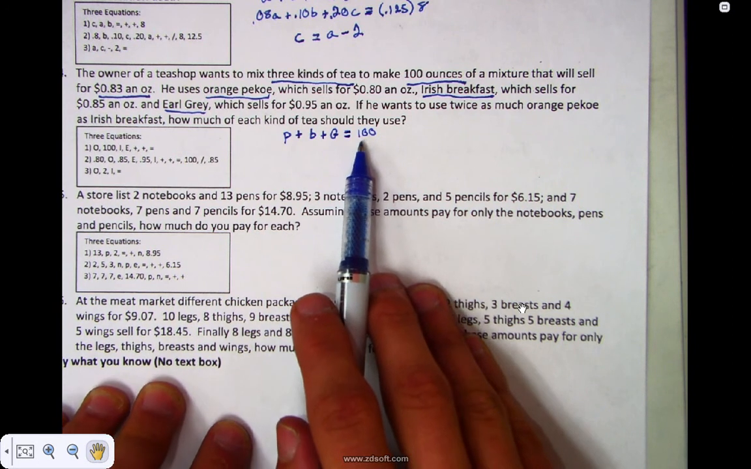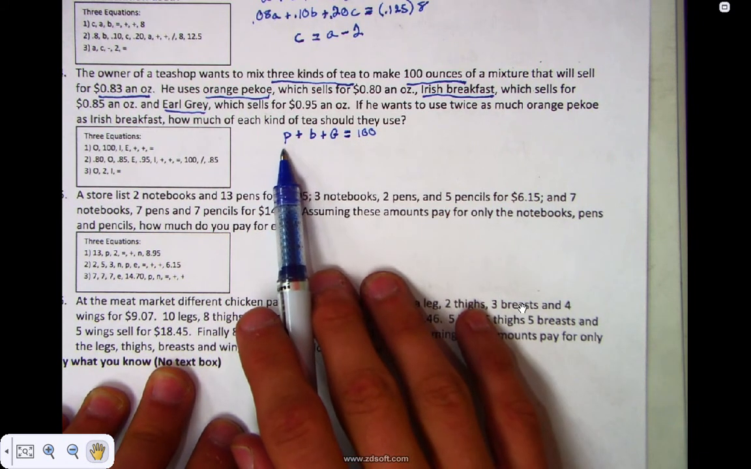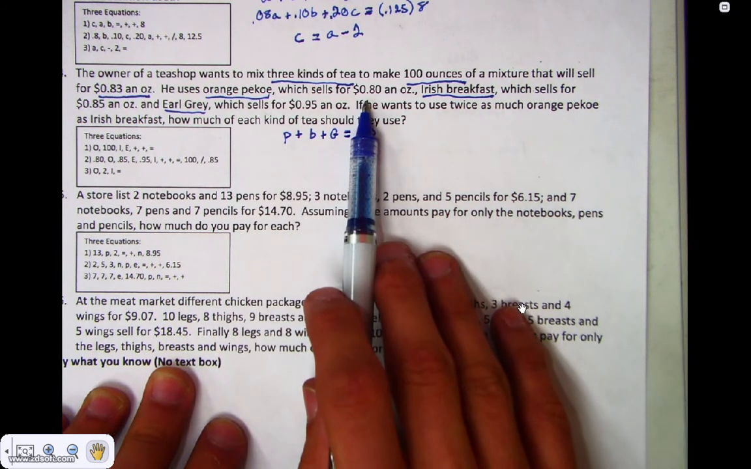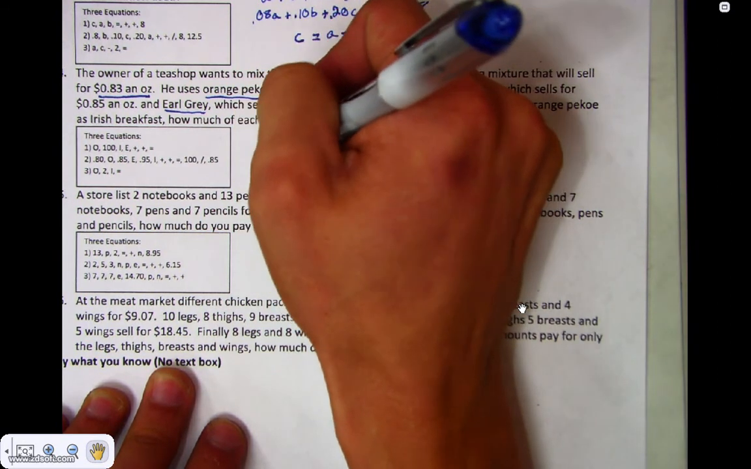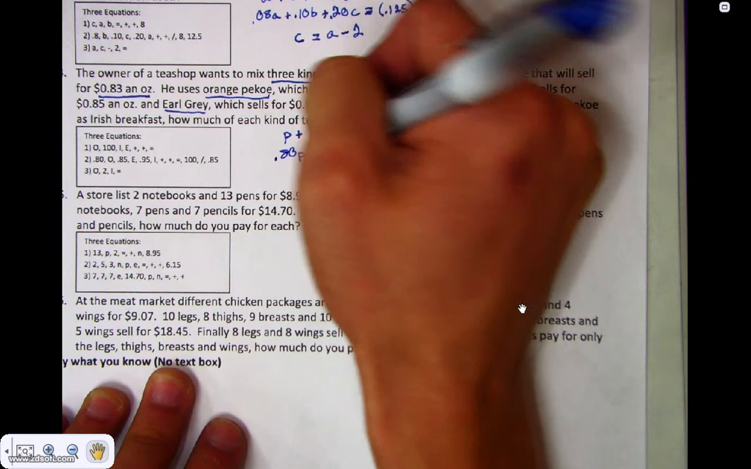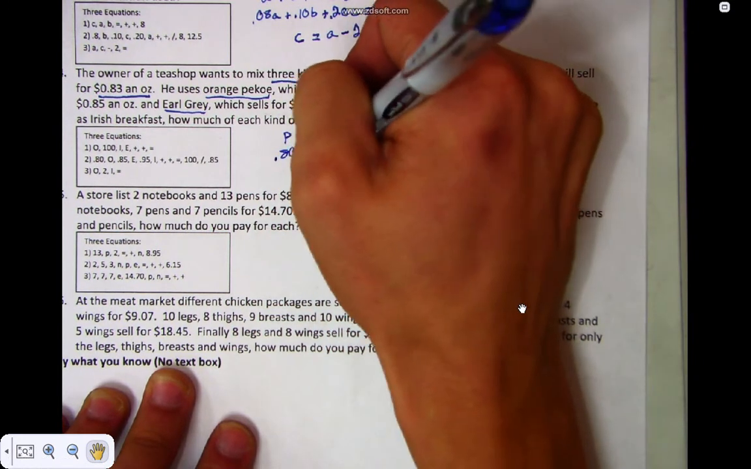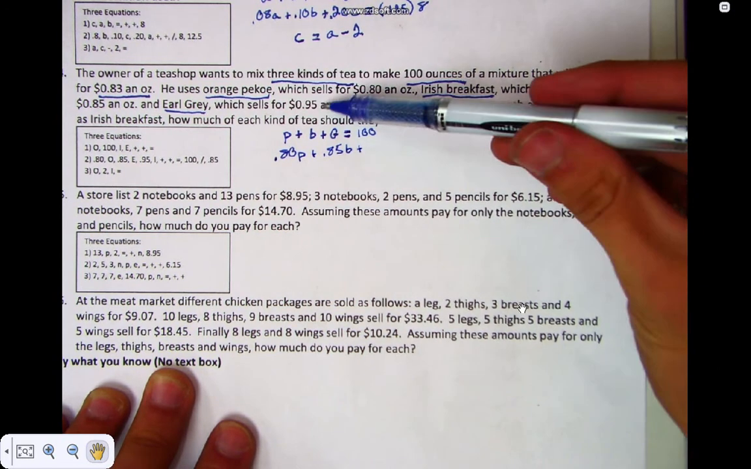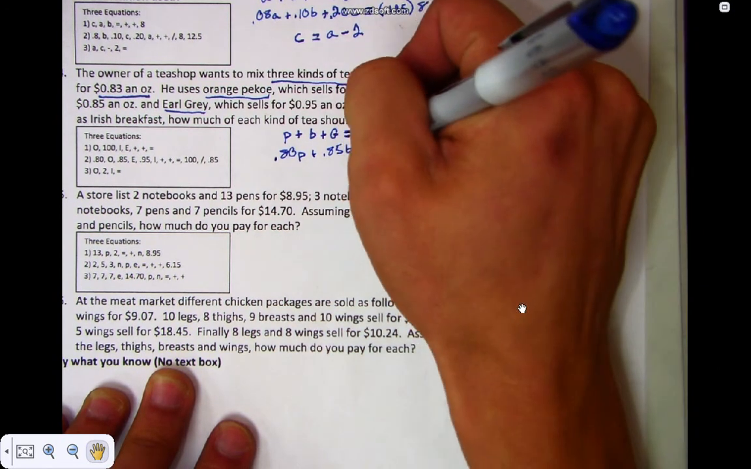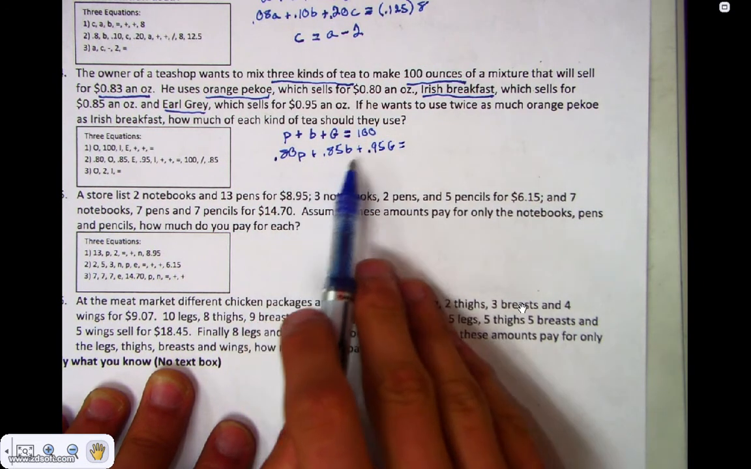Now again, let's add on the cost, because if we're going to find an equation for the cost, we need to add the cost to each. So the P costs 80 cents an ounce. So we've got 0.80P plus the B costs 85 cents an ounce, 0.85B, plus the G costs 95 cents an ounce, 0.95G equals, so again we have cost times amount, cost times amount, cost times amount.